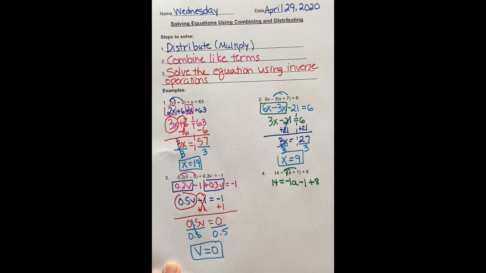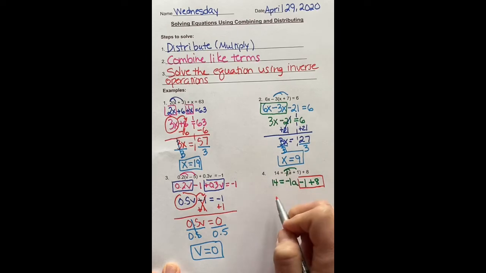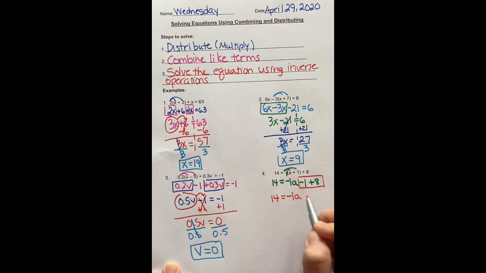Now I want to combine my like terms. So my like terms here are negative 1 and positive 8. So 14 gets brought down, equals negative 1a gets brought down. Negative 1 plus 8 is positive 7. They're being subtracted because they're different signs, but since 8 is greater, I'm keeping the positive sign.